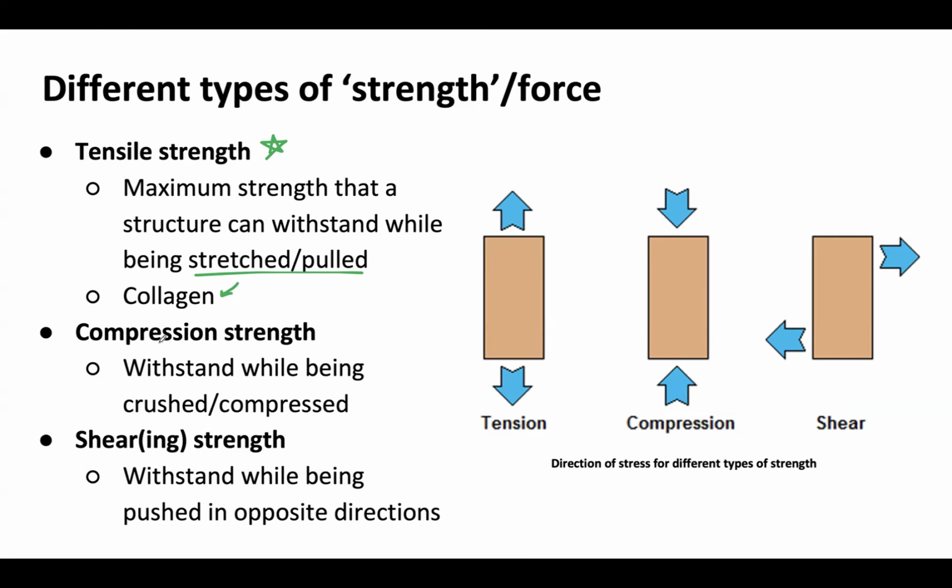Compression strength is the strength a structure can withstand while being crushed or compressed. So kind of the opposite of tensile strength. This is primarily imparted through the inorganic components of the bone. And lastly, shearing strength is what a structure can withstand while being pushed in opposite directions. So different parts of the bone are being pushed in different directions. And the fact that a bone is a composite with both organic and inorganic materials allows for a balance of these different strengths and forces.